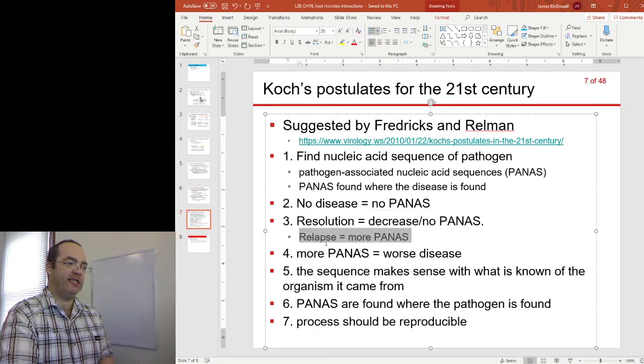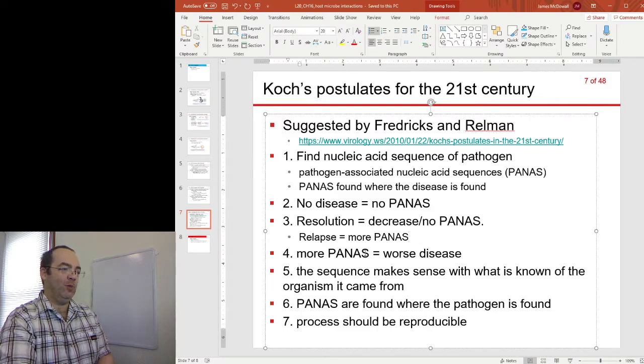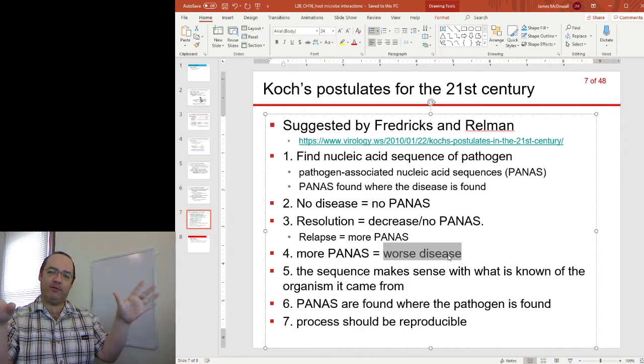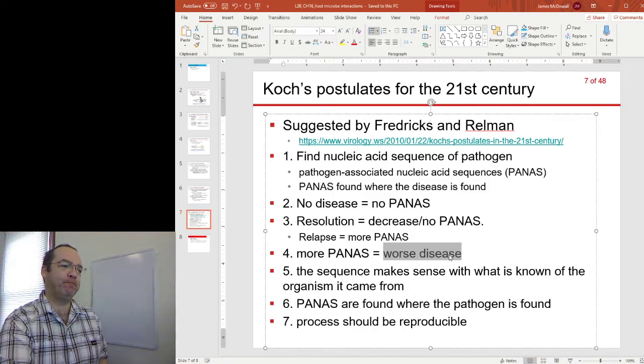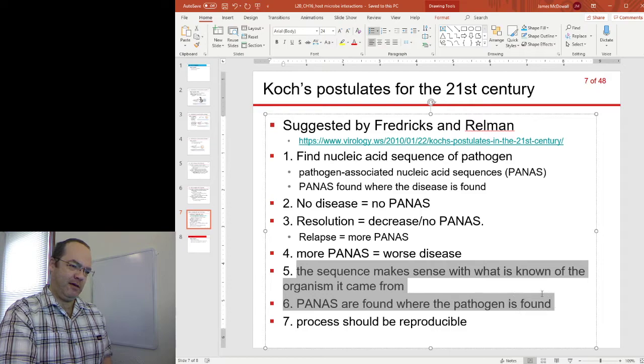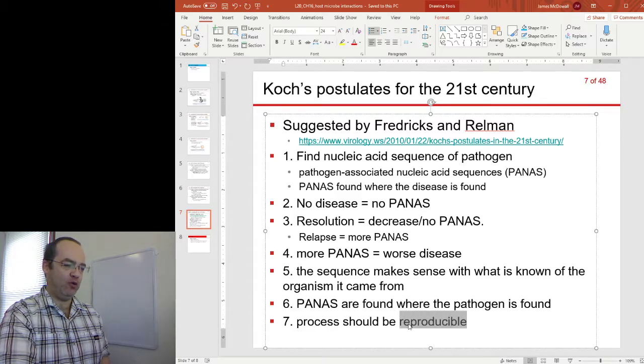If you had a relapse of the disease, the sequence number would increase. More sequences equals worse disease, because typically more sequences means more organisms, which means their ability to harm you is increased. And then a couple of checks. Does the sequence make sense? Is the sequence found where the pathogen is found? And then this whole process should be reproducible.